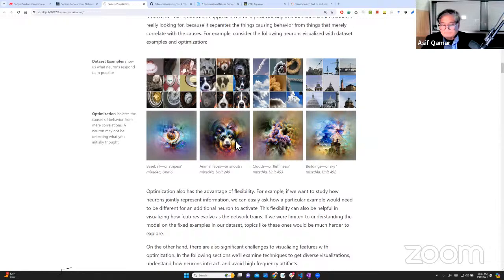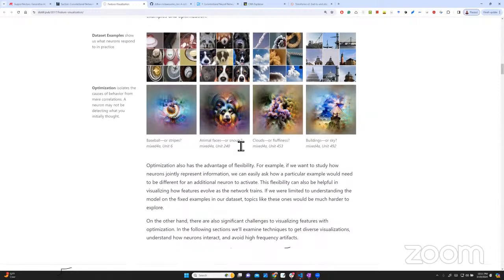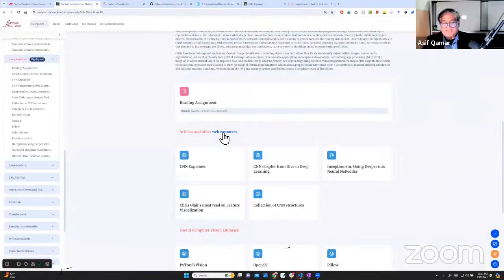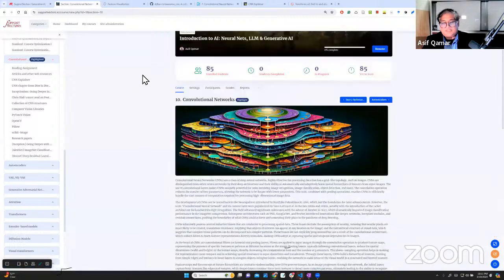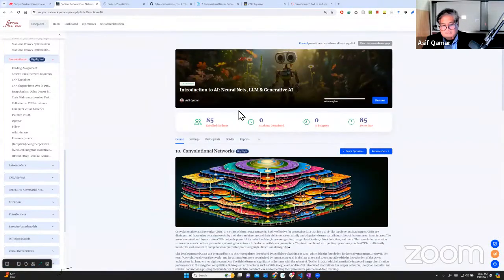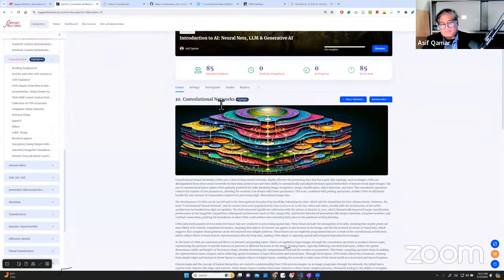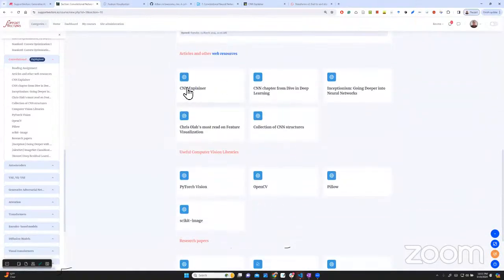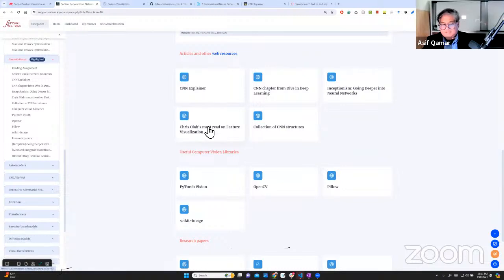How is that? Okay. Is the CNN playground that you're showing a link in the portal, or are you showing it separately? No, everything is a link. If you go to the CNN page, or the page on convolutional networks, the section contains the CNN explainer, Chris Olah's article, the chapter, and all of this.